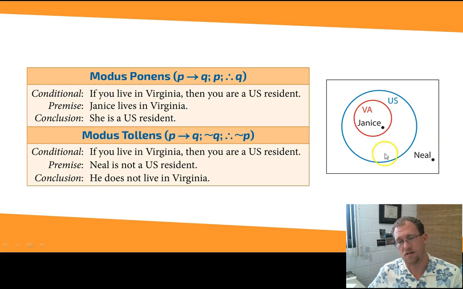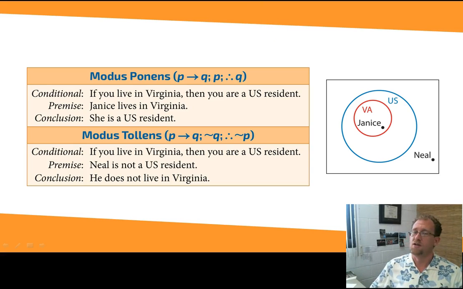It's also not part of Virginia, right? So we can conclude that since Neil is not a resident of the United States, he's definitely not a resident of Virginia. And so that's just an example of modus tollens and modus ponens. You've seen them before. They're just coming back and waving at you again.